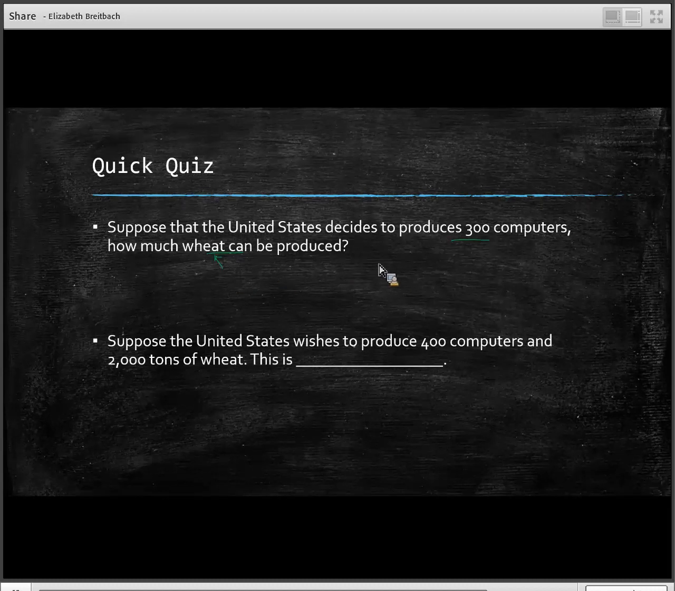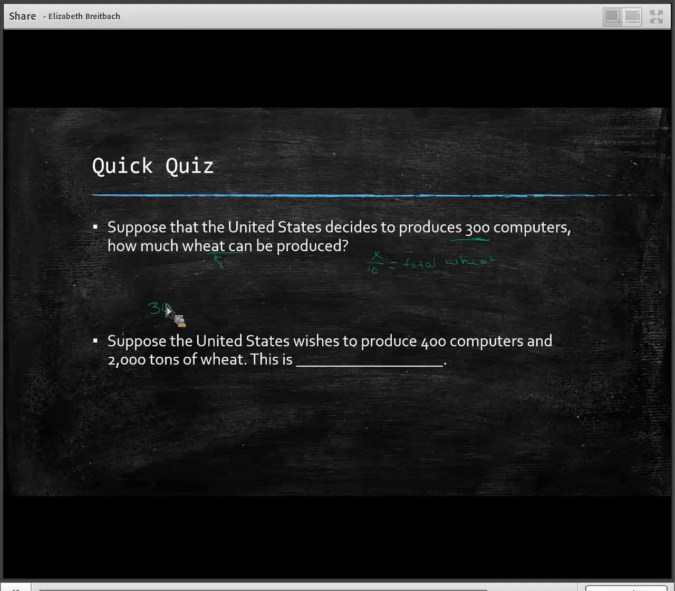We don't know what we're going to divide by 10 to get the total amount of wheat that we have access to. So to determine how much time we have to produce wheat, we have to figure out how much time we spend producing computers. And so how much time do we spend producing computers?